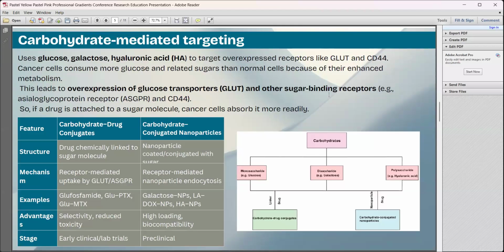Again, there are two ways of delivering the drug. First is carbohydrate drug conjugate and second is carbohydrate conjugated nanoparticles. They have the same concept of delivering drug.